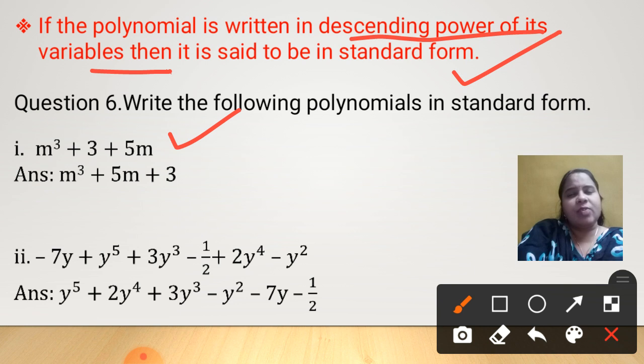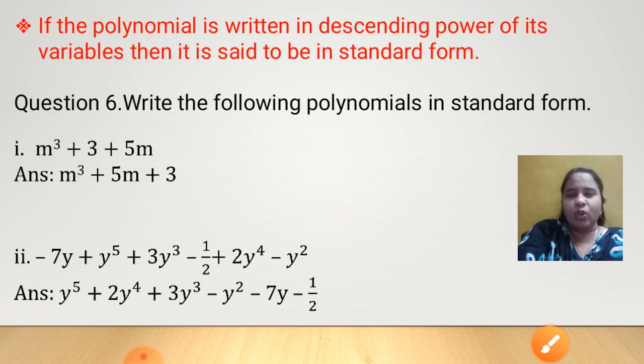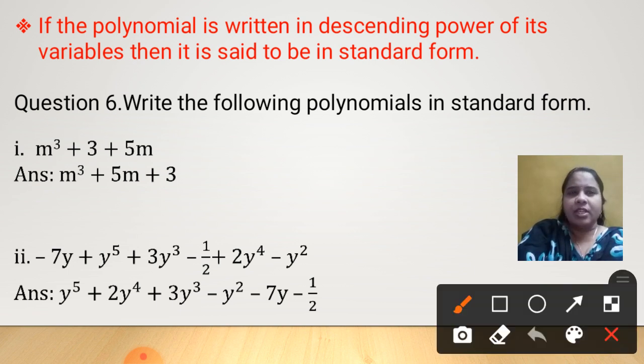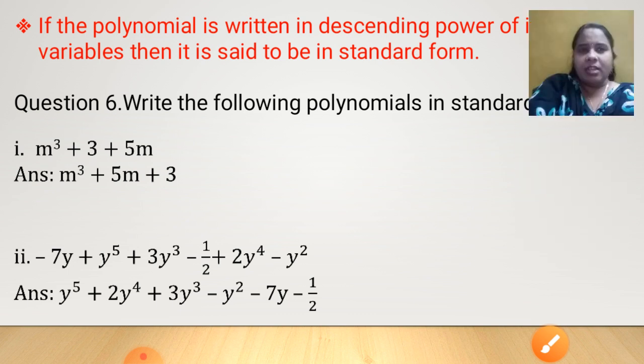First one is m cube plus 3 plus 5m. The highest number that we can see as an index is 3. So we'll start with that, m raised to 3. Then we should get m square, but that term is not there. So we take the next term, 5m, and then the constant 3. This is the meaning of writing a given polynomial in standard form. I hope you have understood. It's very easy. You just have to write in descending power of the variable. The polynomial itself will get arranged in standard form.